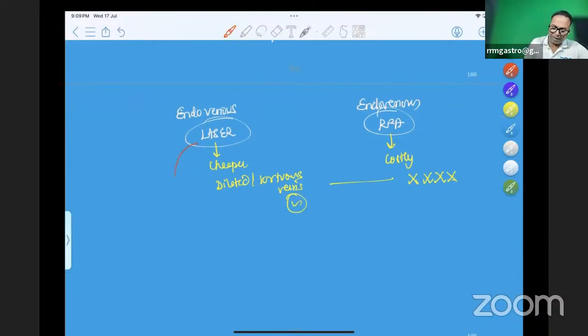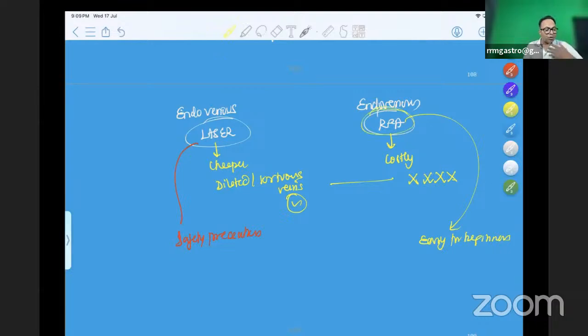But the problem is, laser needs training, needs pre-checkup training. So a lot of learning curve is needed and safety precautions are needed in the theater. Whereas RFA does not need any safety precautions. It is easy for beginners. And nowadays, compared to laser, RFA is the best.